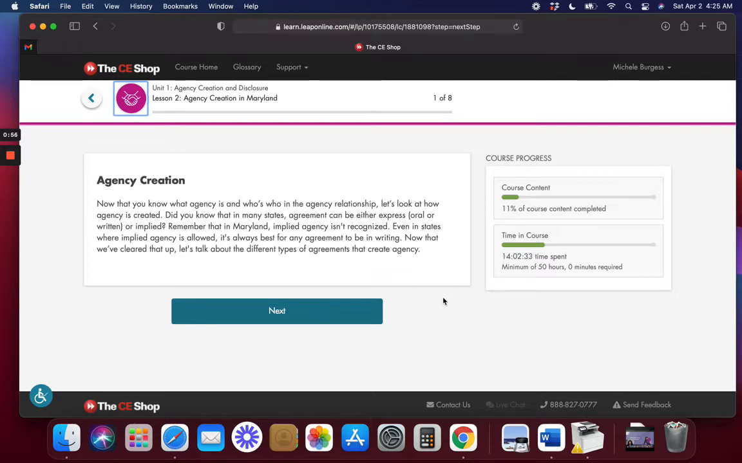Now, I have my real estate license already in Virginia, but I was going to take it for Maryland too because I'm in both states. So that's why I'm taking Maryland, but I've already passed the test in Virginia.